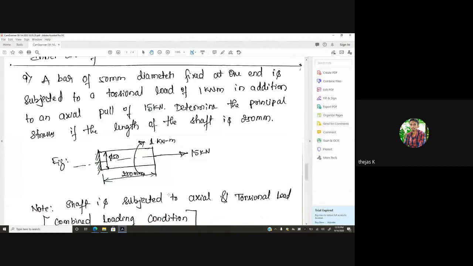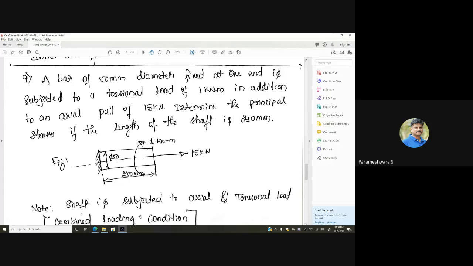A bar of 50 diameter, one end subjected to torsional load of 1 kilonewton in addition to an axial pull of 15 kilonewton. Determine the principal stress if the length of the shaft is 250 mm.